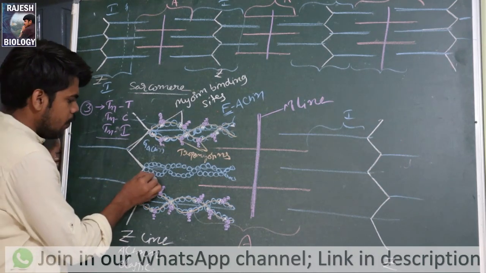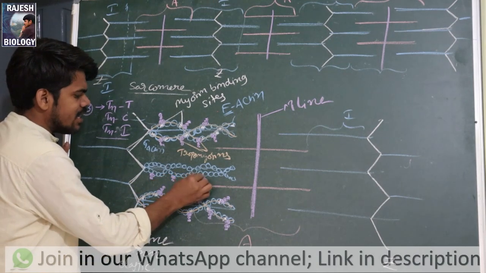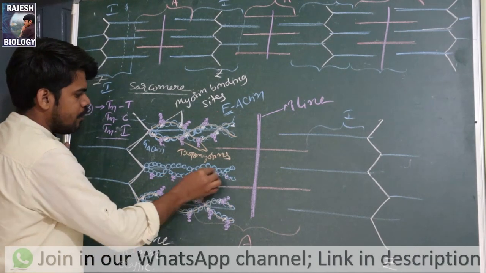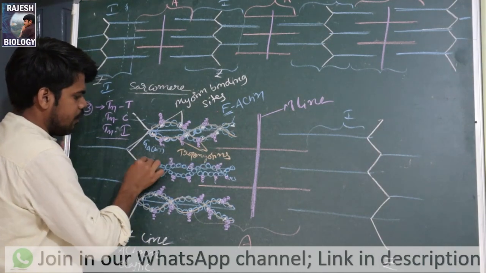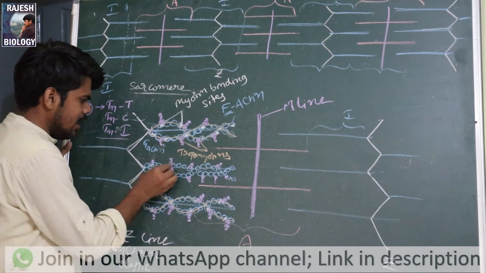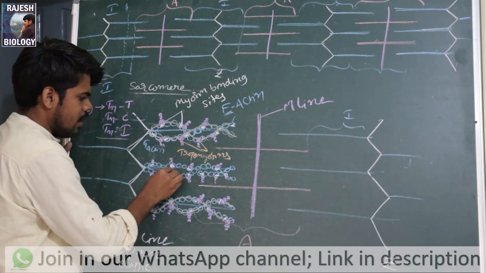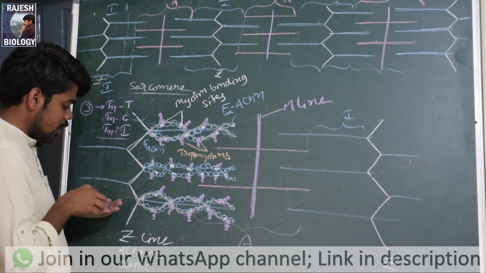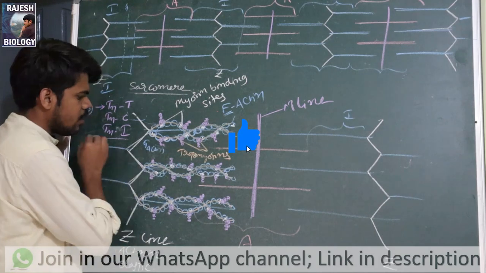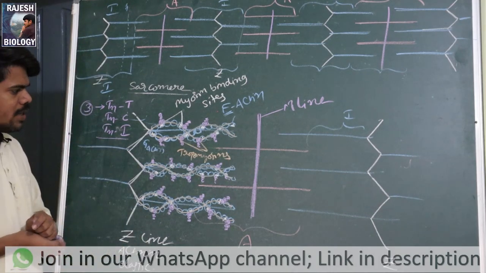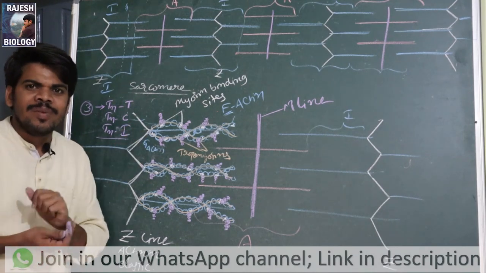This is how every actin structure looks like this. At regular intervals there is troponin. Where there is a troponin, there is an actin myosin binding site, and that is covered by tropomyosin. Clear? This is the thin filament structure.